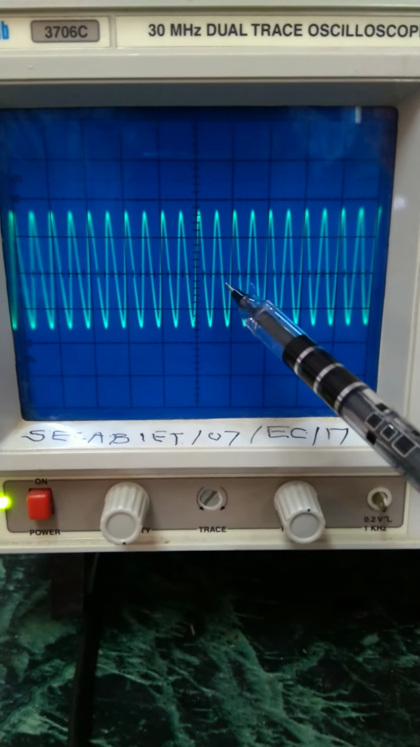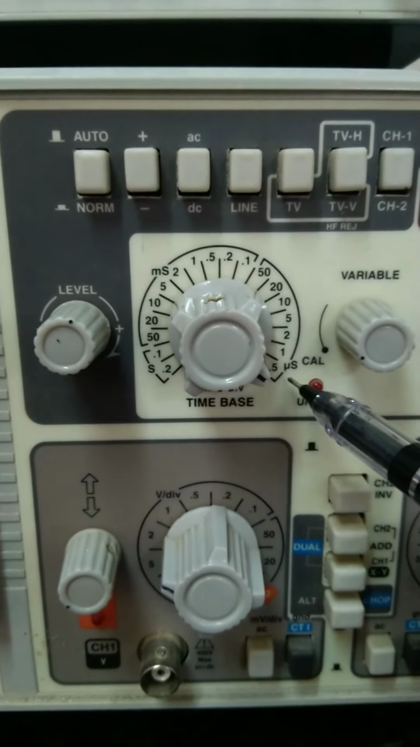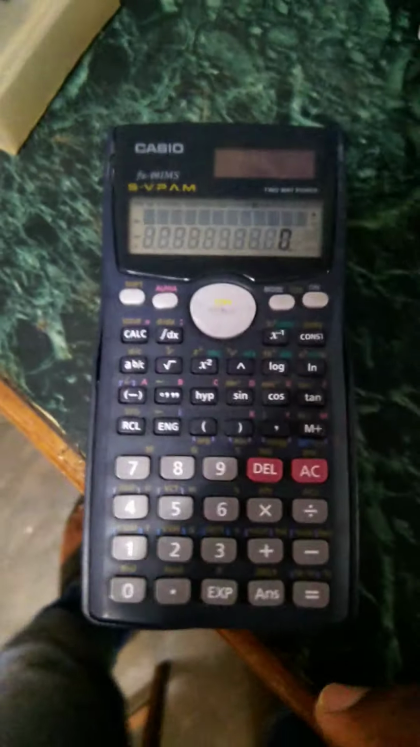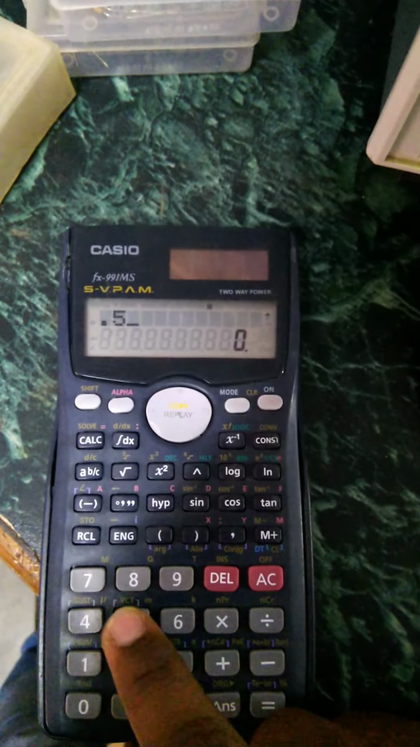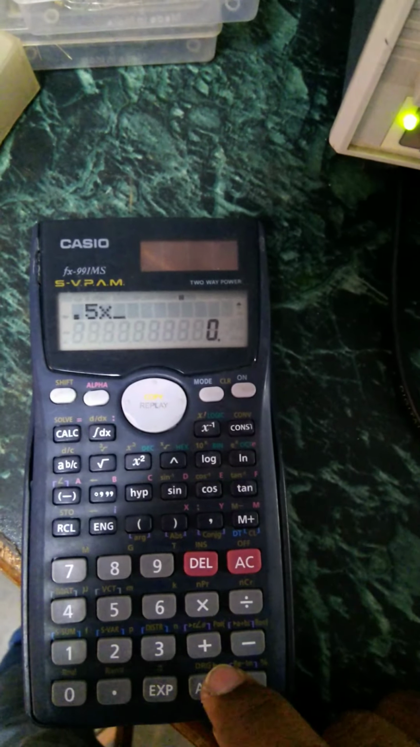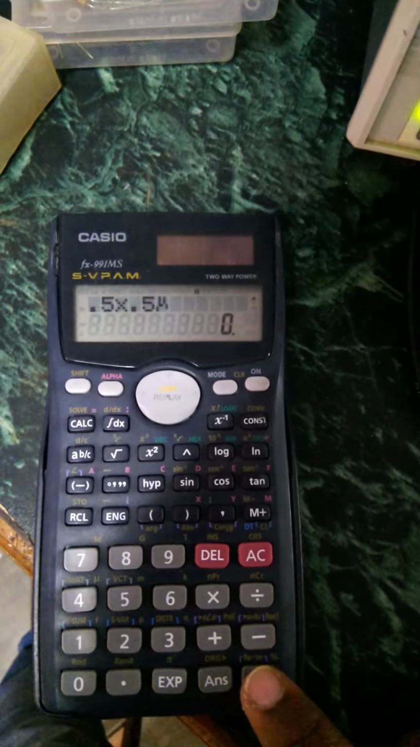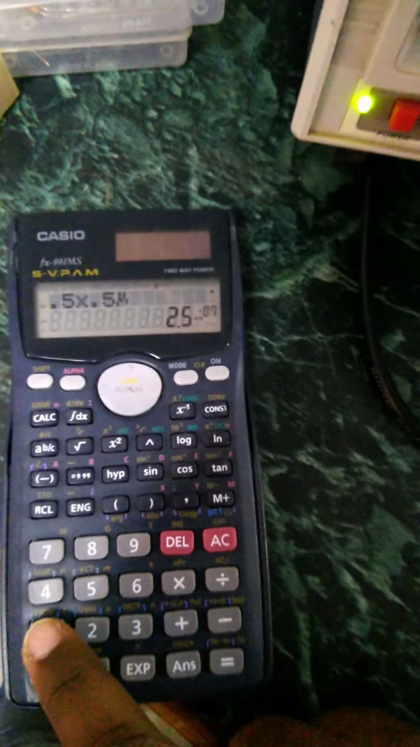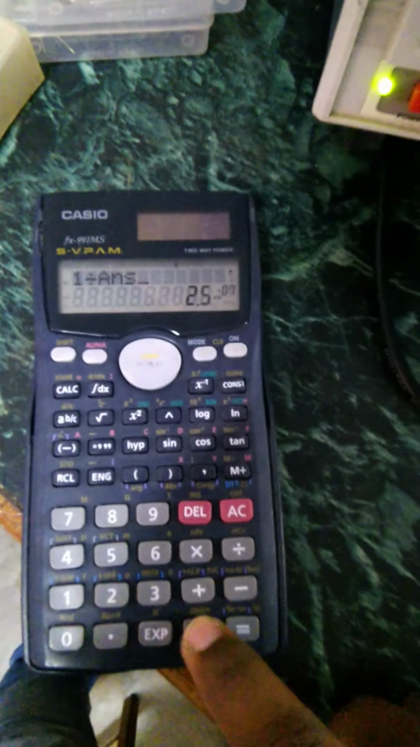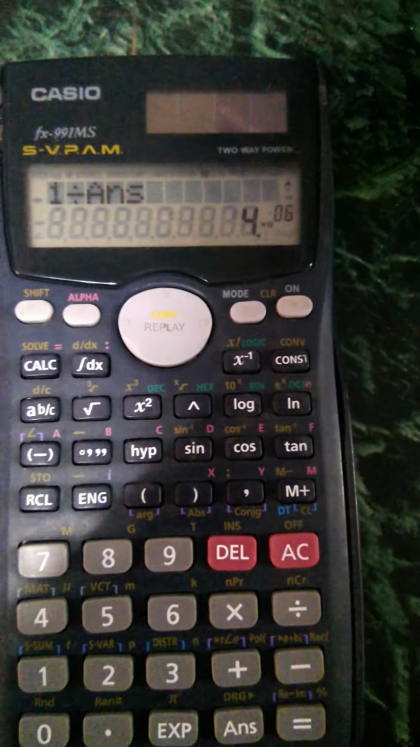This half of the block I take it as 0.5 multiplied by the time base, and time base is kept on 0.5 microsecond. So let us use a calculator. So it is 0.5, that is the number of divisions it is covering horizontally for one full cycle, multiplied by the time base, that is 0.5 micro. So with that you will get the time period T. Now what you want is frequency. So 1 by T is your frequency. It is giving you 4 megahertz, fine.